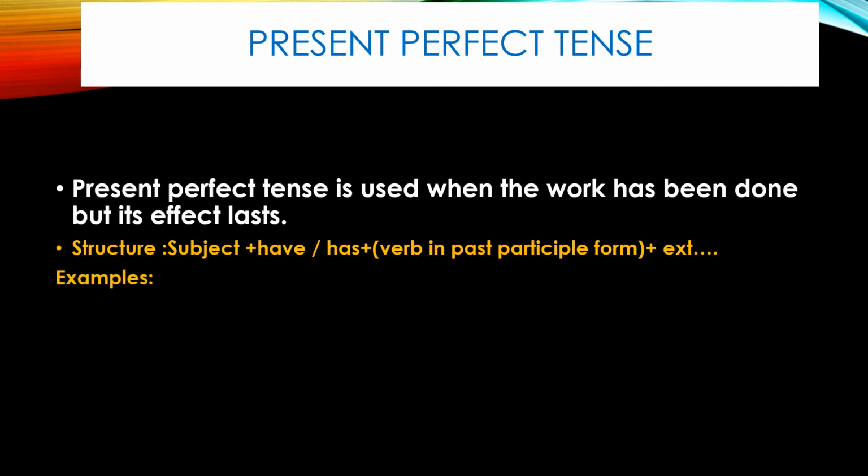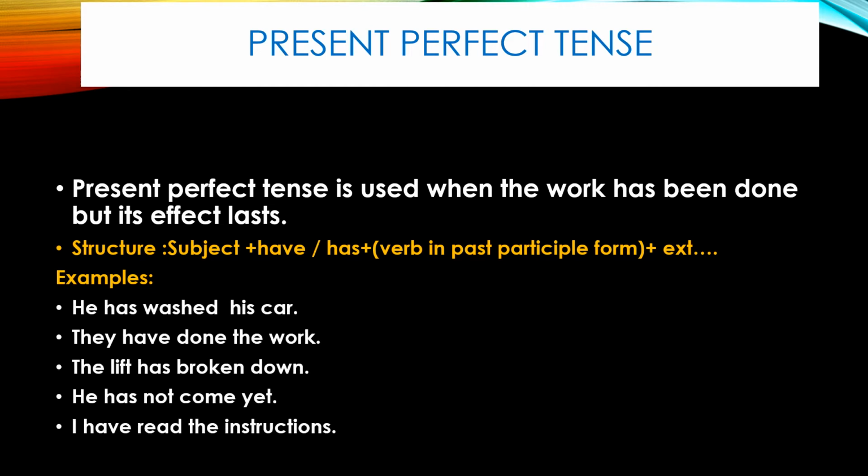Okay, look at the sentences. He has washed his car. So first the subject, then the auxiliary verb has, then the main verb in past participle form, and then the extension. So, he has washed his car. What is the effect? The car looks nice now. Then, they have done the work. They have already finished their work. So they are now relaxing.